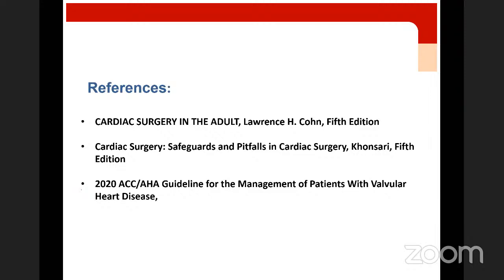Other than that, the last topic is patient-prosthesis mismatch, which is basically where the prosthesis does not meet the body's demand or requirement and needs to be replaced, because you didn't fix the problem by creating another problem. If the patient has a stenosis and you give him a small prosthesis, he's still going to have the same symptoms, the same problem. And this is why we do the measurement, why we look at the effective orifice area index, and why we replace it with the appropriate size valve.